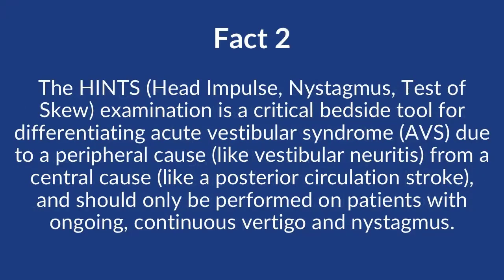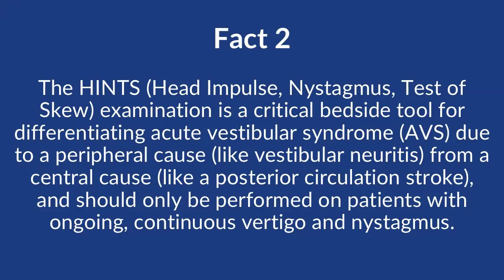Our second principle focuses on the HINTS exam. HINTS stands for Head Impulse, Nystagmus, and Test of Skew. This is a critical bedside tool for differentiating acute vestibular syndrome due to a peripheral cause, like vestibular neuritis, from a central cause, like a posterior circulation stroke. It should only be performed on patients with ongoing, continuous vertigo and nystagmus. The utility of the HINTS exam is strictly limited to patients with active AVS. Performing it on those with triggered or resolved vertigo can be misleading.